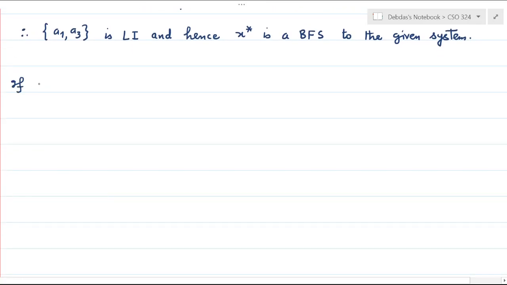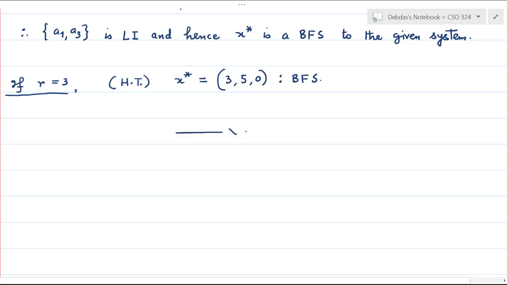If we choose r equals 3, then I am keeping a home task so that x star will become the solution 350. Fine, and which is also a basic feasible solution. I'm keeping this as a home task, and I end the lecture here. In the next lecture, we will proceed to reduce a basic feasible solution, or improve a basic feasible solution, to an optimum solution.